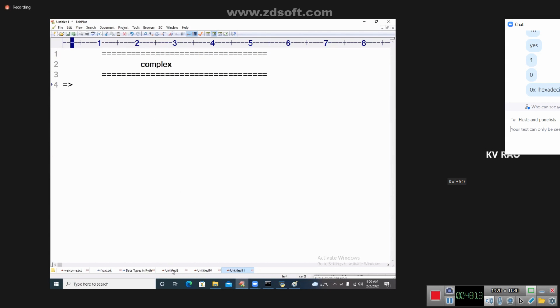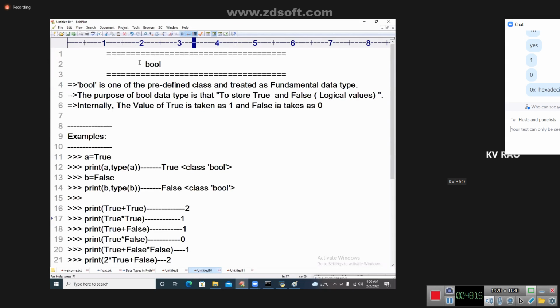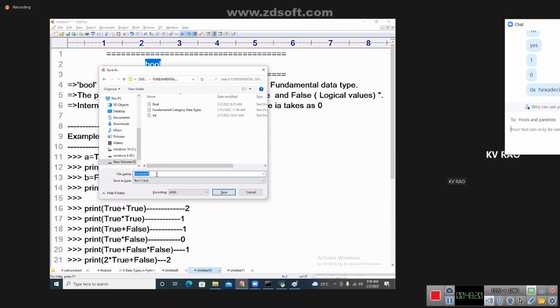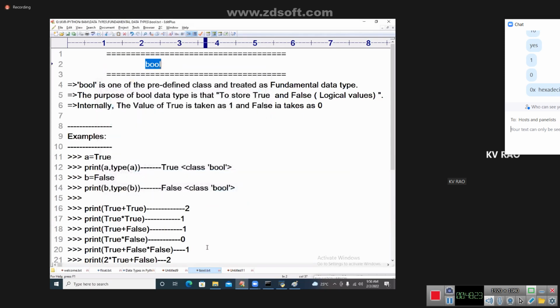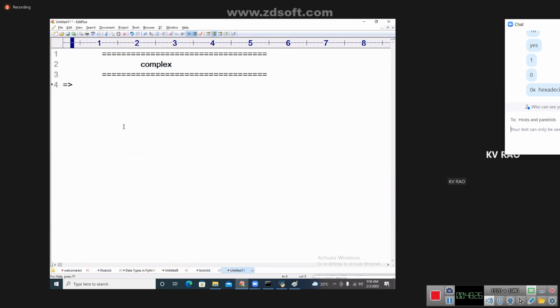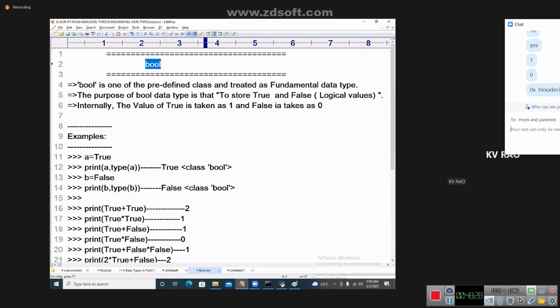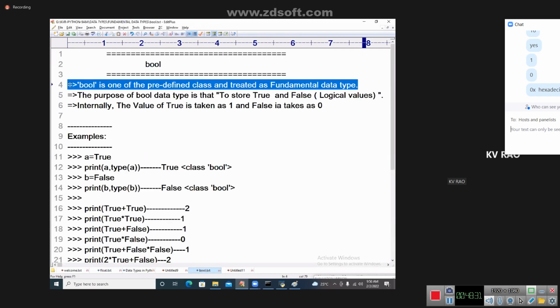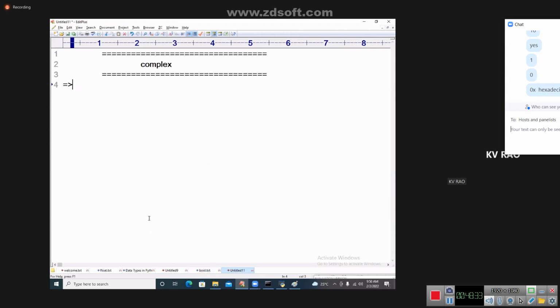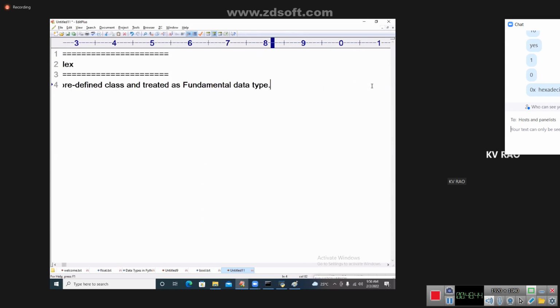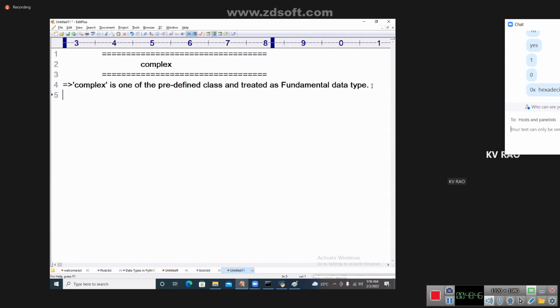So as usual, we used to say this is called a bool data type. Let me save this bool data type also in our fundamental data types. It is done. Now I'm coming to the complex. As usual, same sentence, I can write it. Bool data type is one of the predefined classes. Like that, complex is also one of the predefined classes, treated as a fundamental data type. What is the use of that?